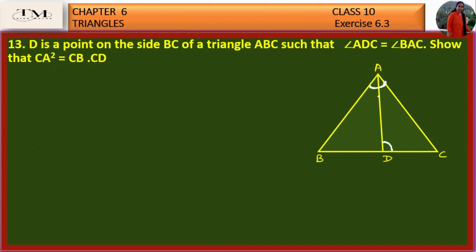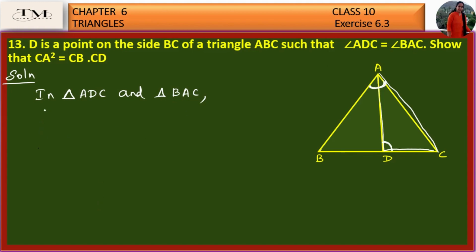So let us consider this triangle ADC. Okay, triangle ADC and this triangle BAC. Okay, bigger triangle BAC. So let me start the solution. So in triangle, so let me start with the triangle ADC and triangle BAC. So what is given? Angle ADC is equal to angle BAC. So this is given. So one angle is equal.